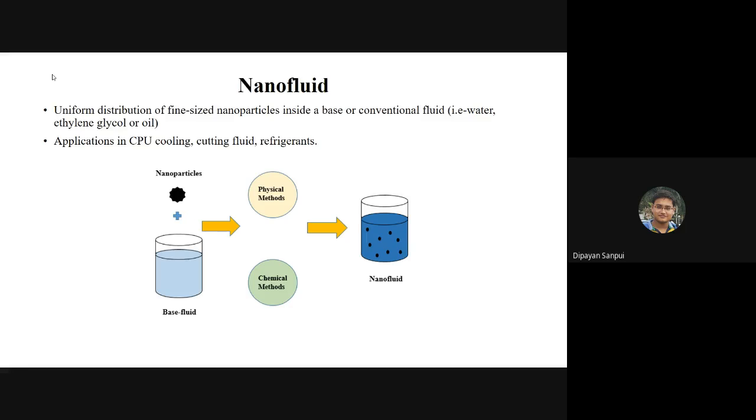Now, starting with nanofluid, nanofluids are basically a uniform distribution of fine-sized nanoparticles inside a base or conventional fluid such as water, ethylene glycol, or oil. So applications of nanofluid include CPU cooling, refrigerants, and machining fluids also.